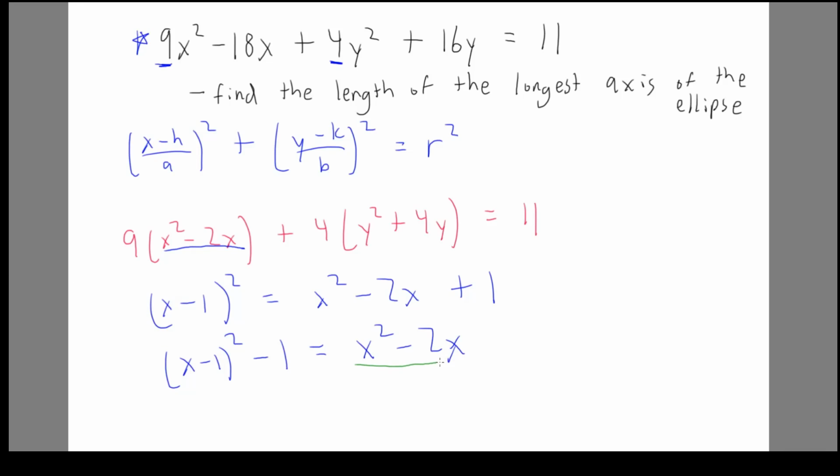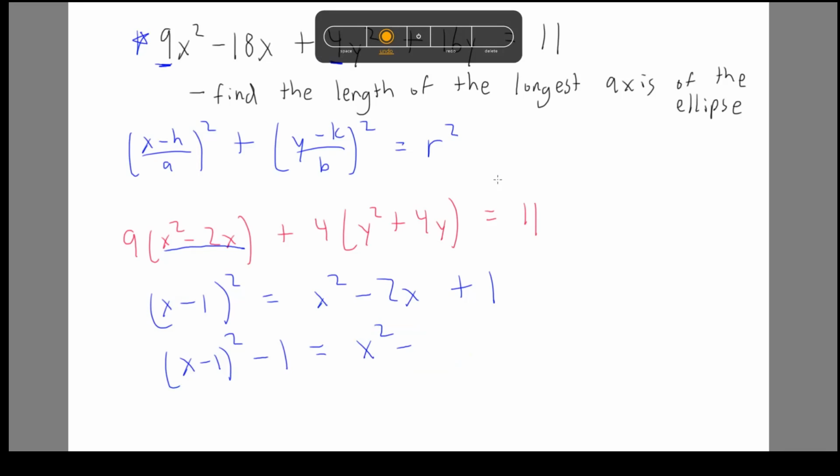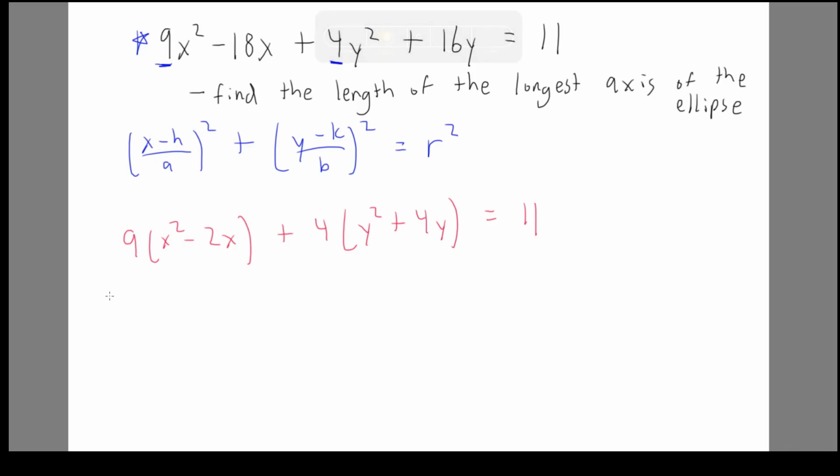So now we can take this. This is x squared minus 2x, and that's the same as that. So basically, we can plug this x minus 1 squared minus 1 in for x squared minus 2x up here. Oh, and also we can do the same thing for y squared plus 4y. But first, I'll do it for the x squared minus 2x. So we can rewrite this as 9 times x minus 1 squared minus 1.